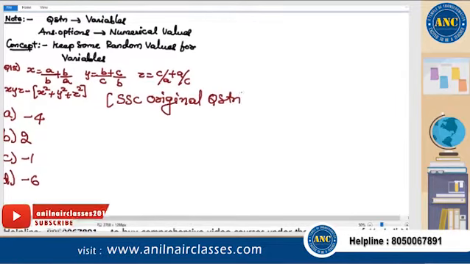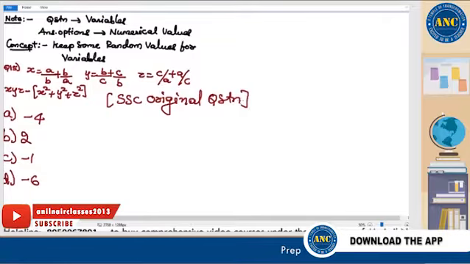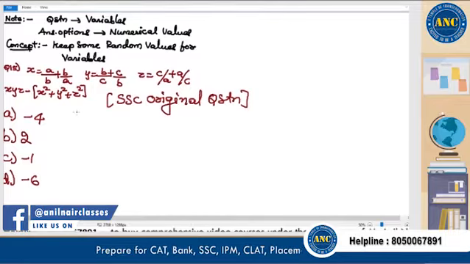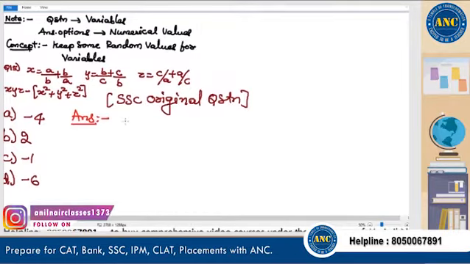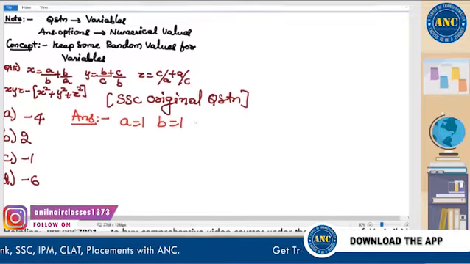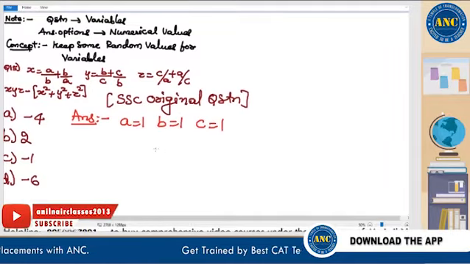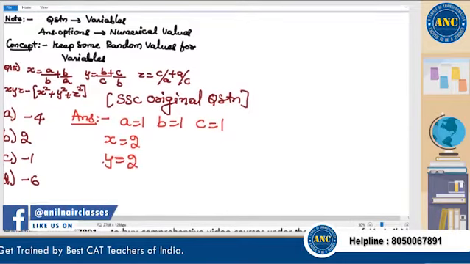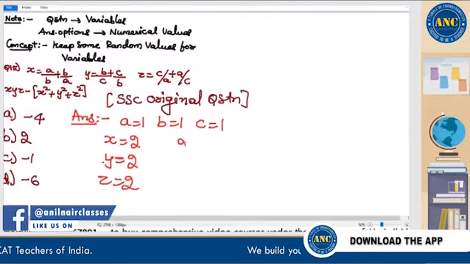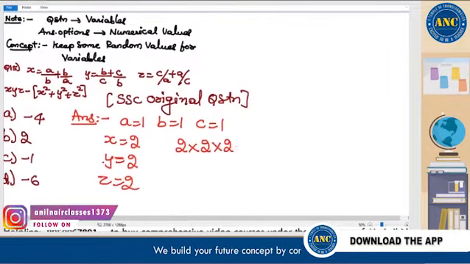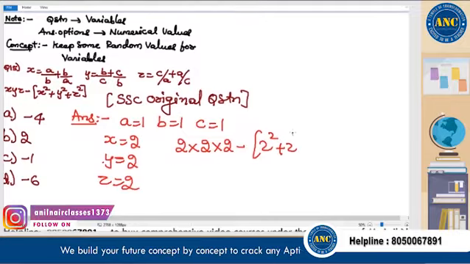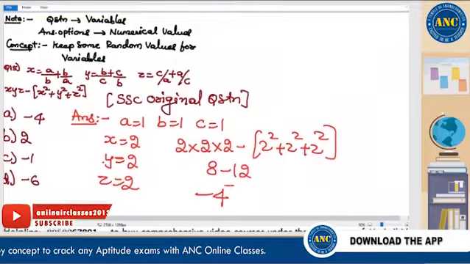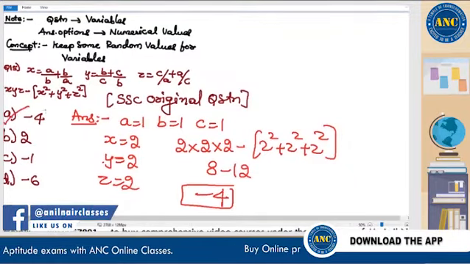Again an SSC original question. Listen carefully. The question contains variables and the answer contains numerical values, so put any random value. If a is 1, b is 1, c is 1, then 1 by 1 plus 1 by 1, x will become 2, y will become 2, z will become 2. So the answer is 2 into 2 into 2 minus of 2 square plus 2 square plus 2 square. So it is nothing but 8 minus 12. Answer is minus 4.